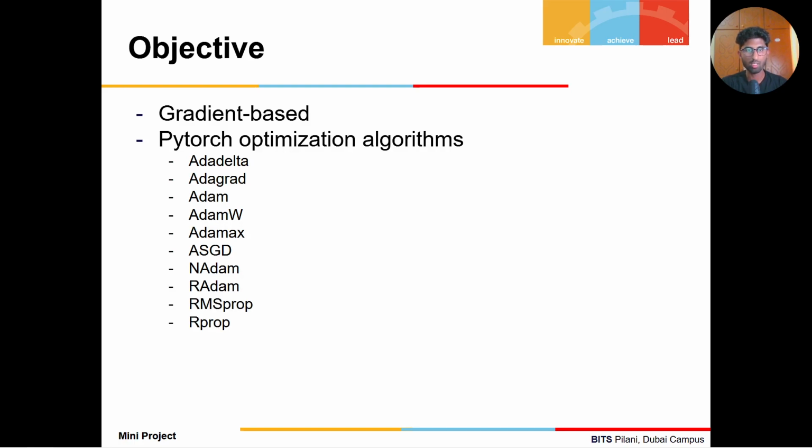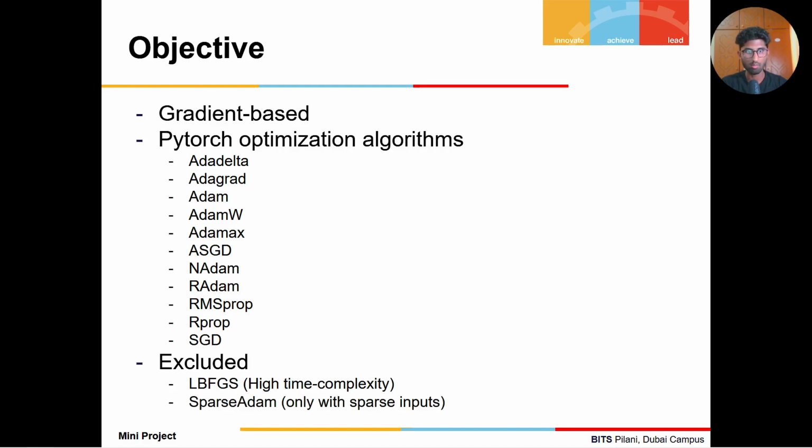I'll mainly be focusing in this presentation on Adam and SGD, as they are the most common optimization algorithms that are used. And I've also excluded LBFGS and SparseAdam, because SparseAdam only works for sparse inputs, so that doesn't apply for us here. It would change the study topic. And LBFGS is a non-gradient based algorithm which has a very high time complexity, so I didn't focus on that.